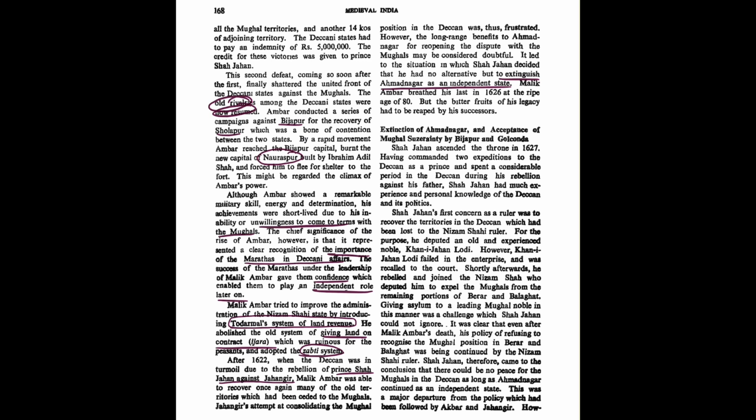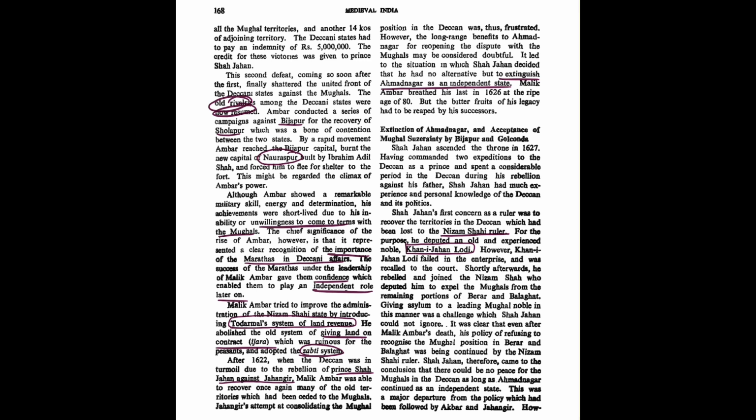Shah Jahan's first concern as a ruler was to recover the territories in the Deccan which had been lost to the Nizam Shahi ruler. For the purpose, he deputed an old and experienced noble, Khan Jahan Lodi. However, Khan Jahan Lodi failed in the enterprise and was recalled to the court.